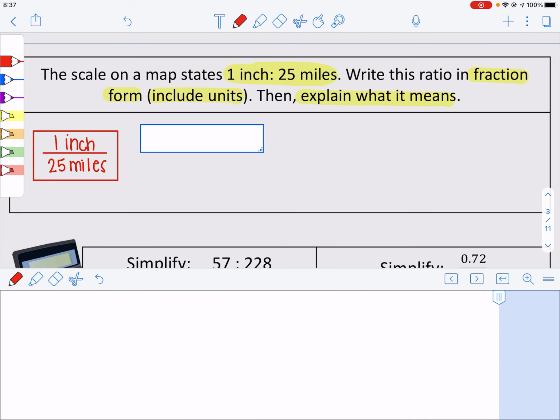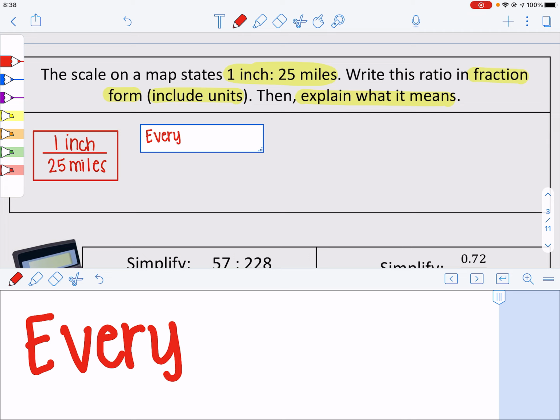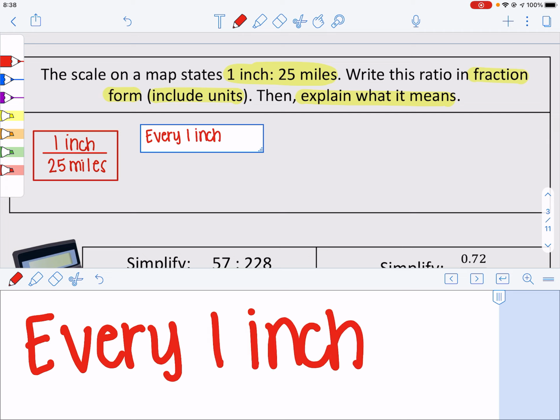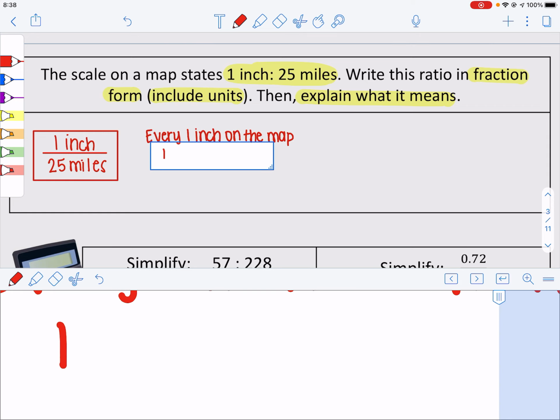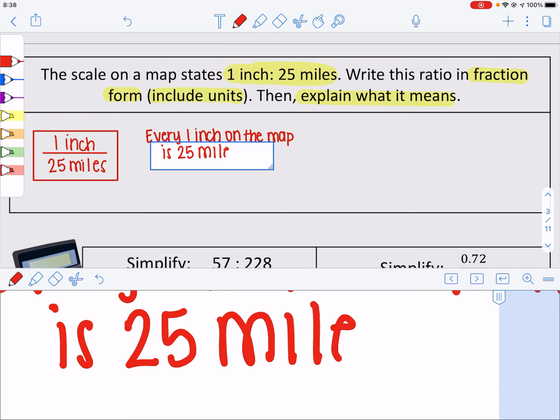Okay, so all this is saying is every 1 inch on the map is 25 miles in real life.